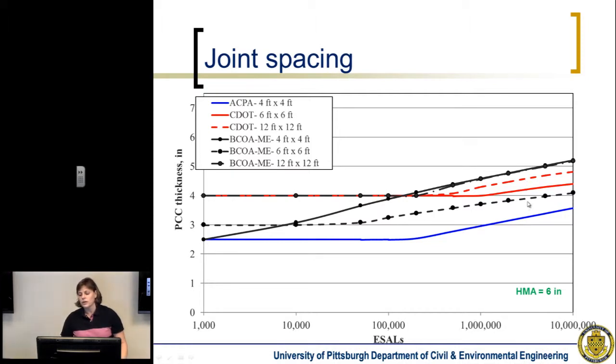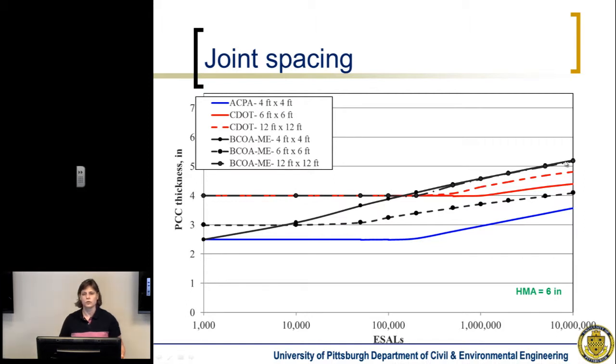So in reality, with these smaller panel sizes where the wheel path rides right along that longitudinal joint, you tend to need a thicker pavement to get the same performance as a 6x6, where the wheel path is outside of that longitudinal joint. And this is reflected in the BCOA-ME design procedure. So for the 6x6 you'll see the thickness here, and the 4x4 thickness would be up here for the BCOA-ME, and again that reflects the load being applied directly on the longitudinal joint.